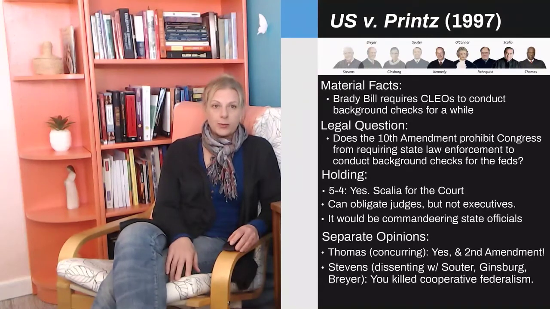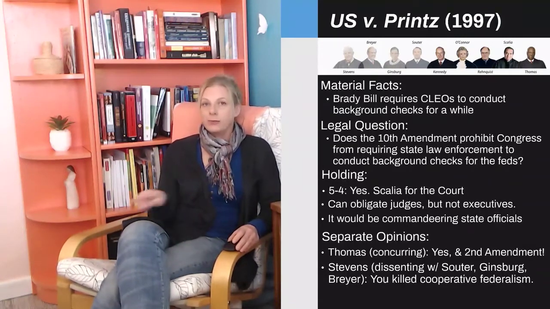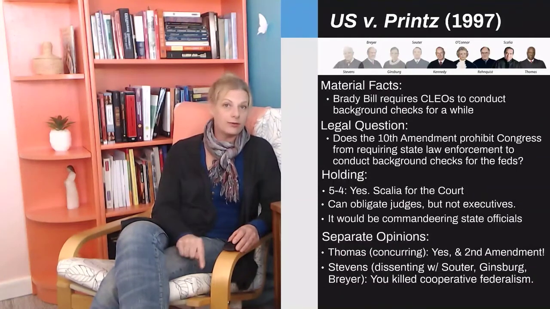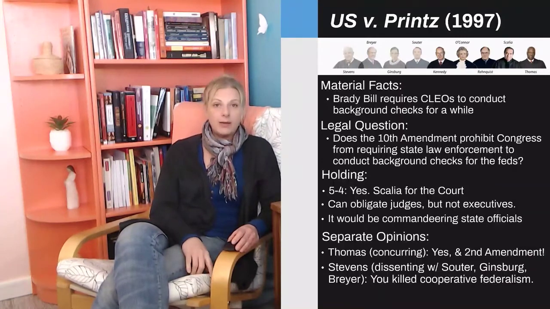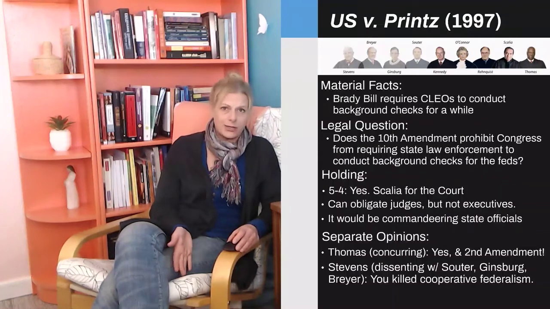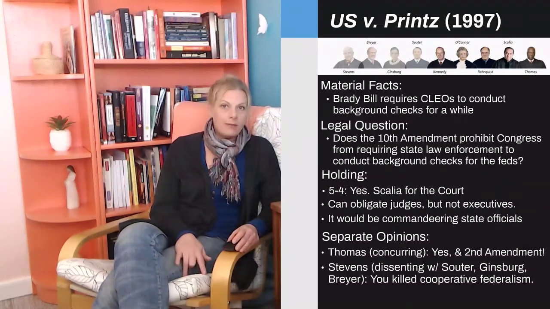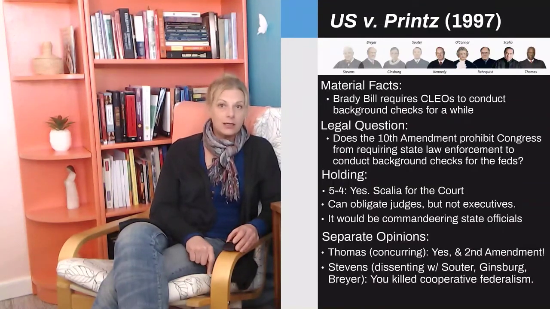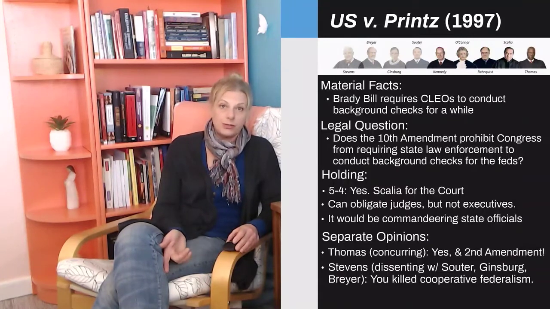And another one of the separate opinions is Justice Stevens, and he writes a dissent, and the other three join him. And he said, well, there might have been a question before about if we were killing cooperative federalism, but now we know for sure that we've killed cooperative federalism. Because this isn't even asking, we're not commandeering a state legislature here, right? It's not a matter of asking state governments to pass particular laws. This is just simply asking state law enforcement officers to apply federal law.